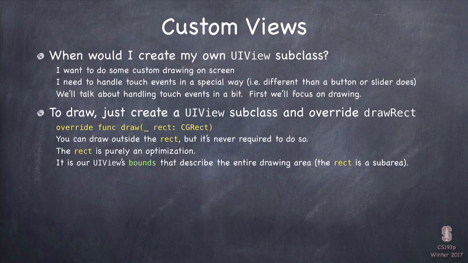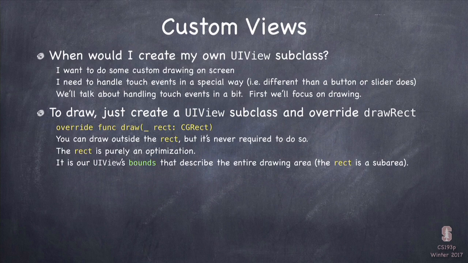This draw is going to be sent to you by the system. It's sent to your UIView subclass. You override it, and it gets sent to you by the system when the system wants you to draw yourself. This is the only way you can draw in your view, is to be asked by the system to draw. There is no other way to draw in iOS.